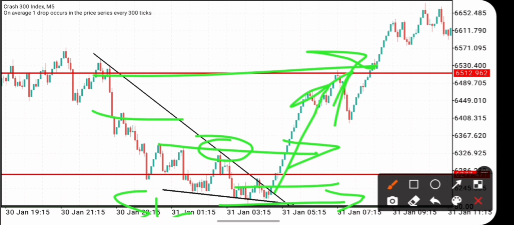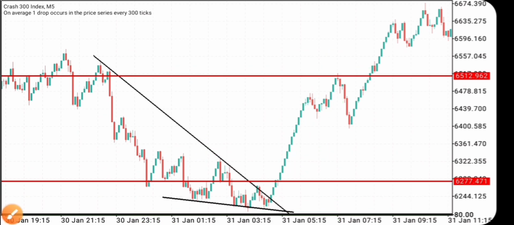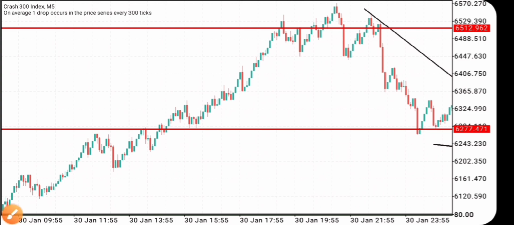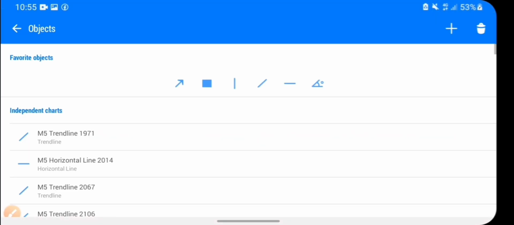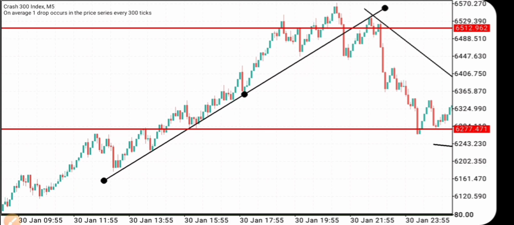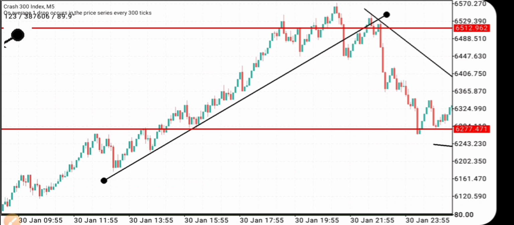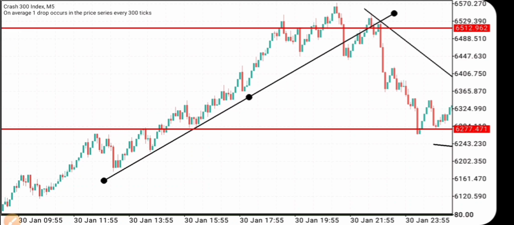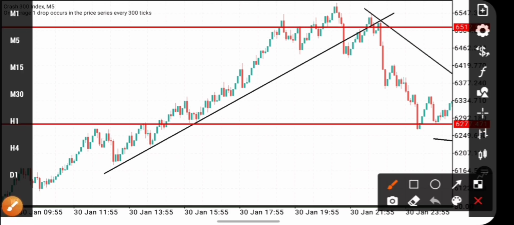You see, it's very easy, very easy. You don't have to confuse yourself using many indicators. Of course, you can use one or two indicators as confluence, but if you are a pure price action trader, there is no need of putting any indicator, because indicators follow the candlestick. So if you already know how to trade using price action, it's not necessary for you to put any indicator.